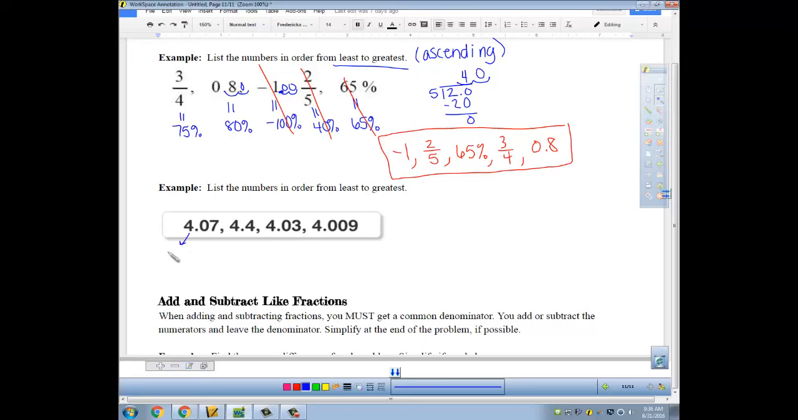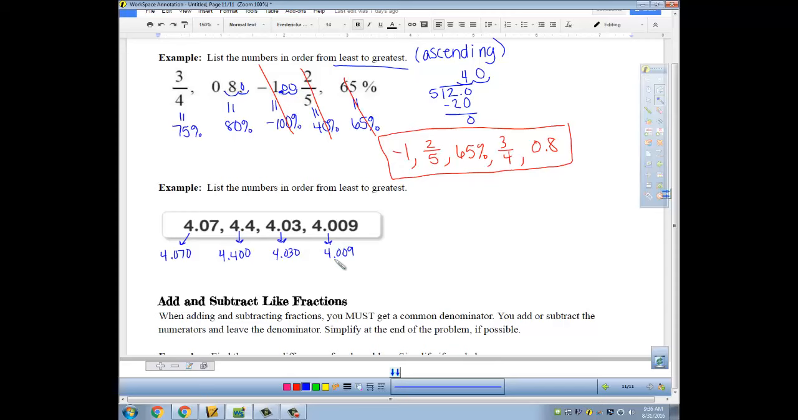So this would be 4.070. So I'm looking for 3 numbers after the decimal. I have 3 numbers after the decimal. 4.4, add a couple zeros. 4.03, add a 0. And this one's already fine. So when I look at this, I'm actually comparing 70, 400, 30, and 9.